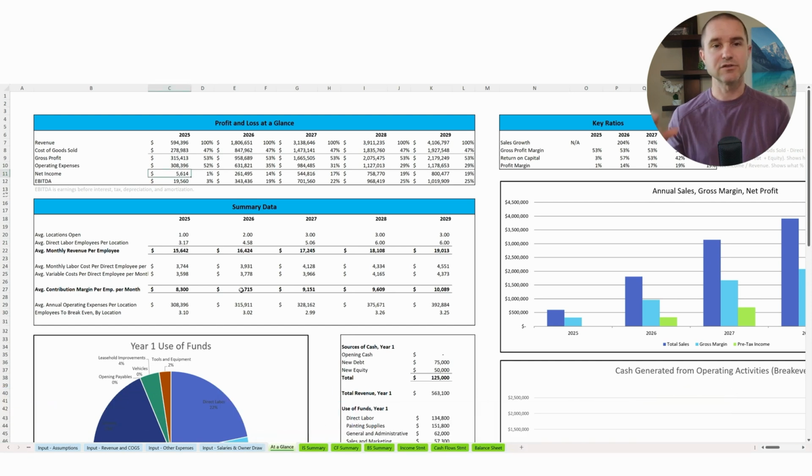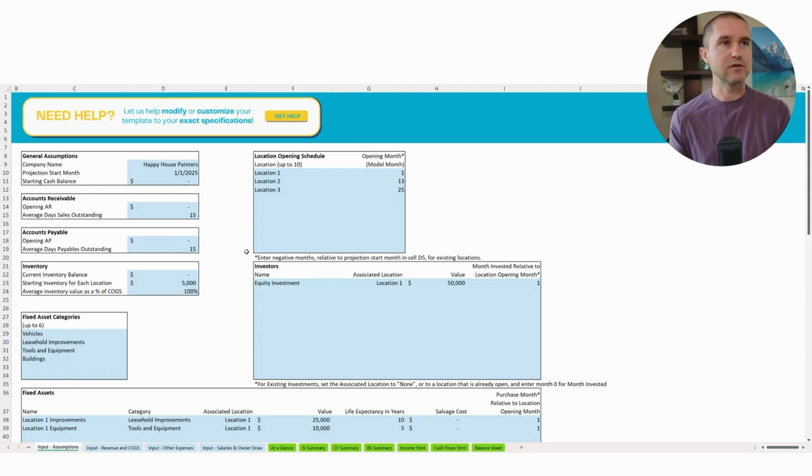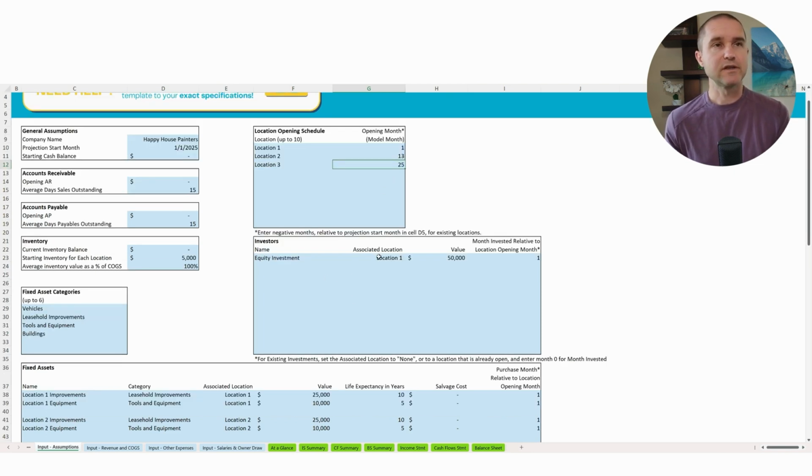just so you can get an idea. So it's the same template, but we filled it out differently so you can get a quick idea of if you wanted to model out opening multiple locations. So here we've got location 1, 2, and 3. Location 2, we're going to open in month 13, then location 3 in month 25. You could set equity investments tied to the particular location. Let's say we only need the equity investment for the first location. Then after that, the startup costs of the new locations are just going to cash flow automatically.